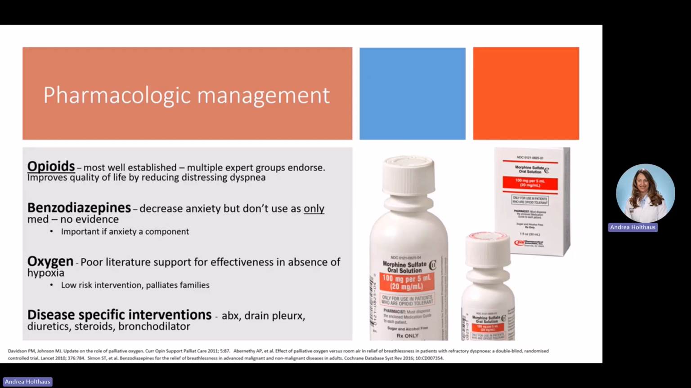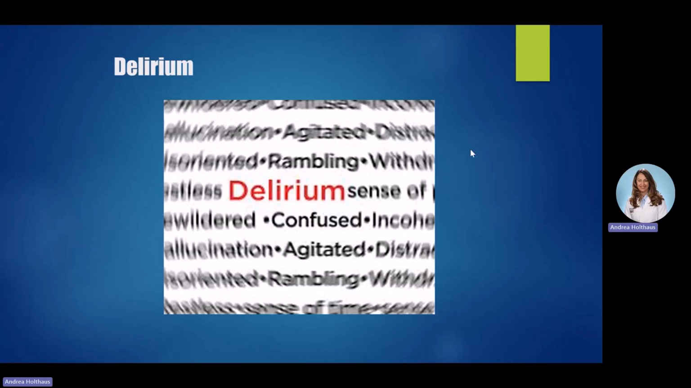And then remember the disease-specific interventions, such as draining the pleural catheter. Do they need steroids or diuretics or nebulizer treatments? Delirium is another common symptom.